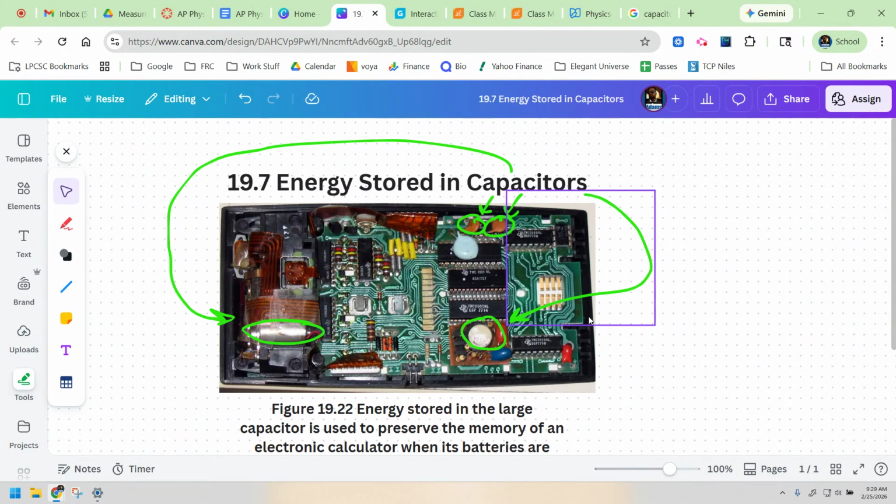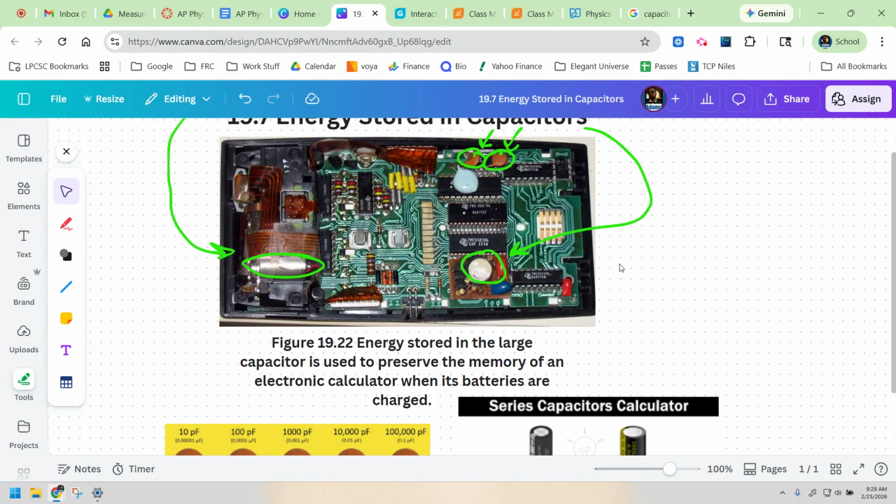This is why when you take apart electronics, you have to be careful, because even if it's unplugged from the wall, and even if you have no electric source to it, the capacitors can still store a charge. And this is what they're used for.